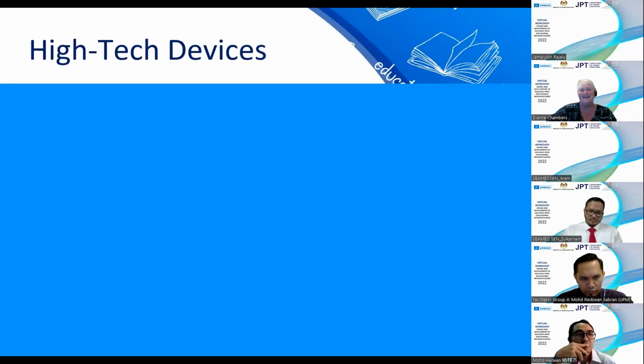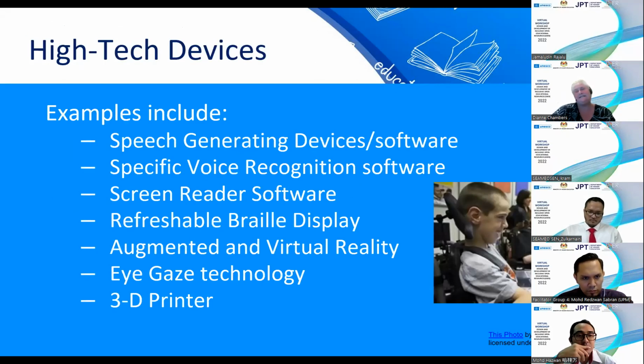Okay. So when we're looking at high-tech devices, this includes things like dedicated speech generating devices. And some of these can be incredibly expensive. If you have students with cerebral palsy, students with significant physical disabilities, they may have access to these types of devices.